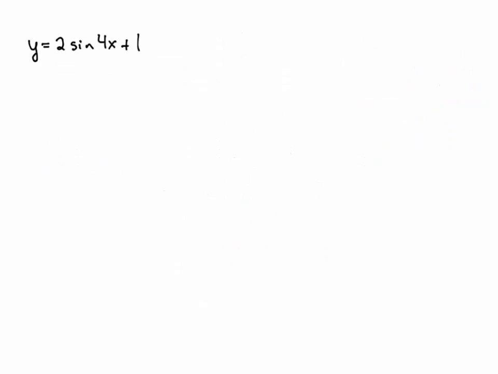Let's go ahead and graph this. Y equals 2 sine 4x plus 1. The first thing we want to do is put this into standard form. So the standard form of this equation is going to look like this. Y equals a times sine b x minus c plus d. Now every equation may not have a non-1 value for a, b, c, and d.